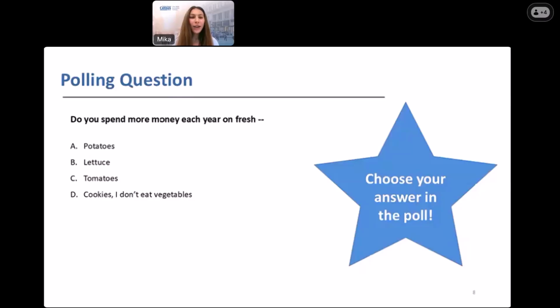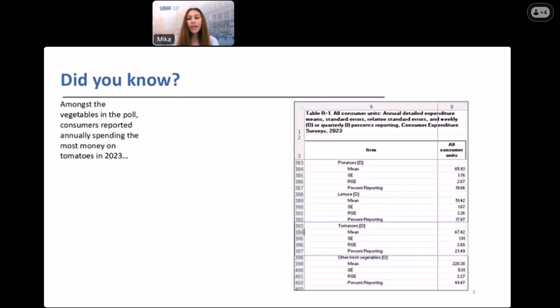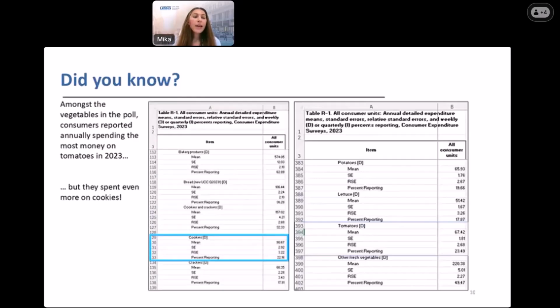Well, did you know that amongst all the vegetables in the poll, tomatoes were the ones that consumers reported spending the most money on in 2023. Also, more households reported expenditures on tomatoes compared to potatoes and lettuce. You can see that under the percent reporting. But they spent even more money on cookies. So consumers reported spending over $90 annually on cookies in 2023.